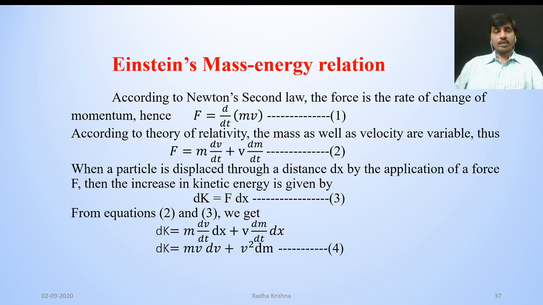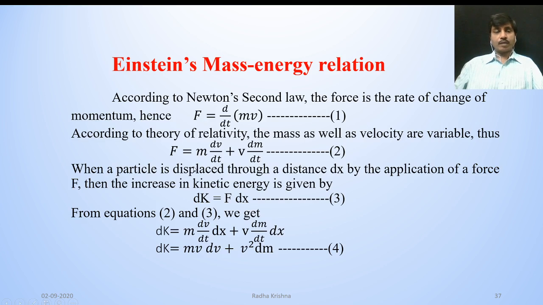This can be derived as, according to Newton's second law, the force is the rate of change of momentum, hence F is equal to d by dt of mv, that is equation 1. According to the theory of relativity, the mass as well as velocity are variables, then F is equal to m into dv by dt plus v into dm by dt, that is equation 2.